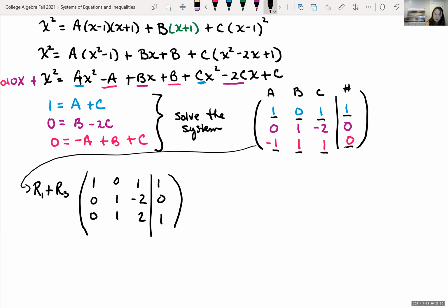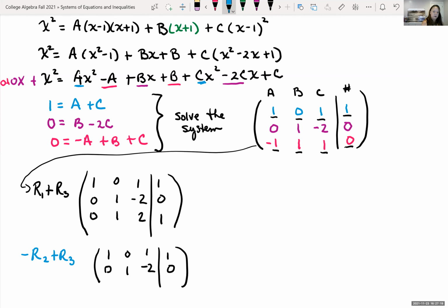Column 2, we have the 1 where we want it. Now we just want a 0 above, which is there, and a 0 below. So I can get a 0 below if we do negative row 2 plus row 3. Okay, but row 1 and row 2 are staying the same. So let's first rewrite that 1, 0, 1, 1, and 0, 1, negative 2, 0.